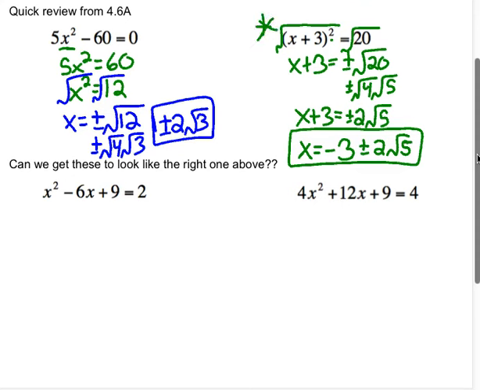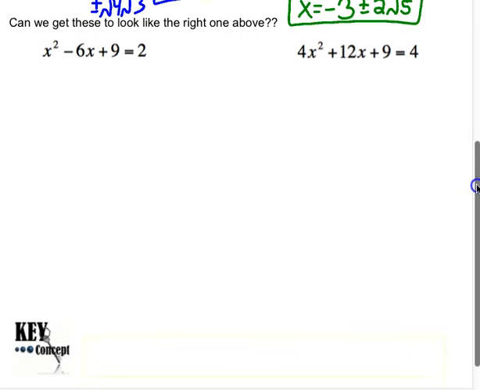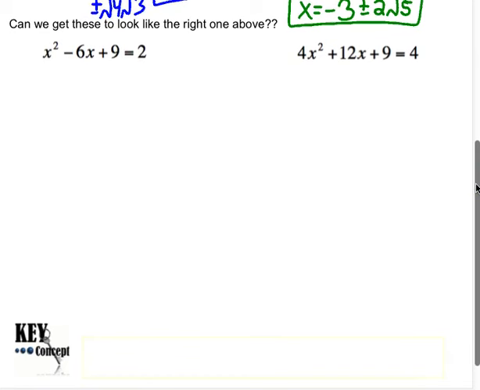This we are about to develop even further, okay? Because I'm going to show you, what if it's not written in that form? What if I have something that looks like this? Okay, can we get those to look like that one from the top right? And I would say yes, we definitely can.